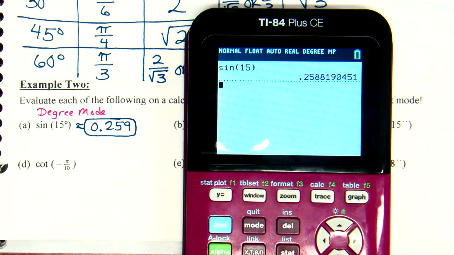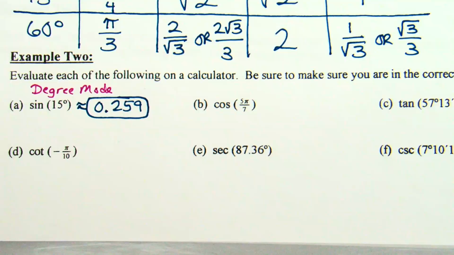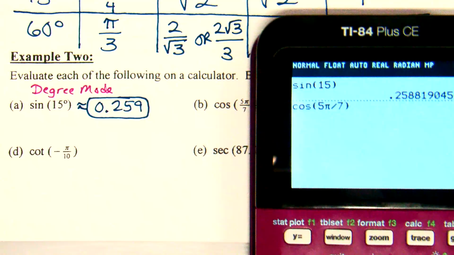Next problem, B, says cosine of 5 pi over 7. When we do cosine of 5 pi over 7, please use the pi button. Don't try and type in 3.14 because that will cause you problems. Does your answer match my answer?